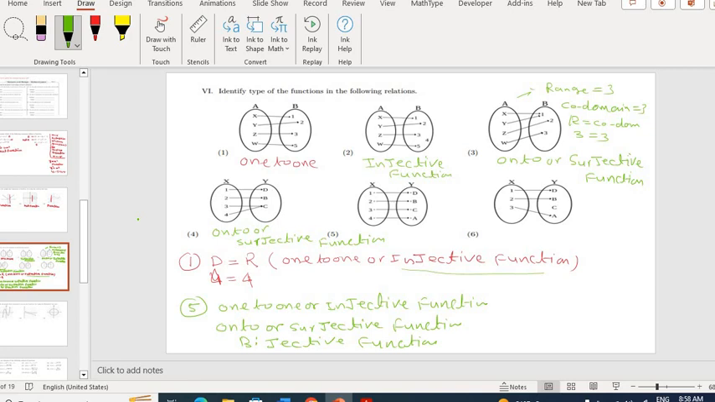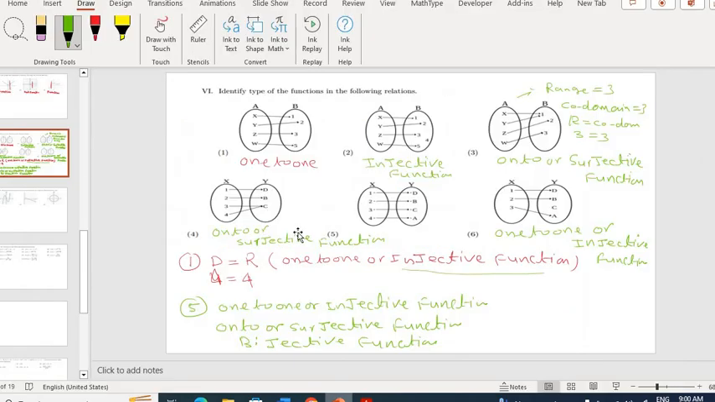Question number 6, domain is 3, range is 3, but range is 3 and codomain is 4, so it is not onto and not bijective. So it is 1 to 1 or injective function. Hopefully you understand.